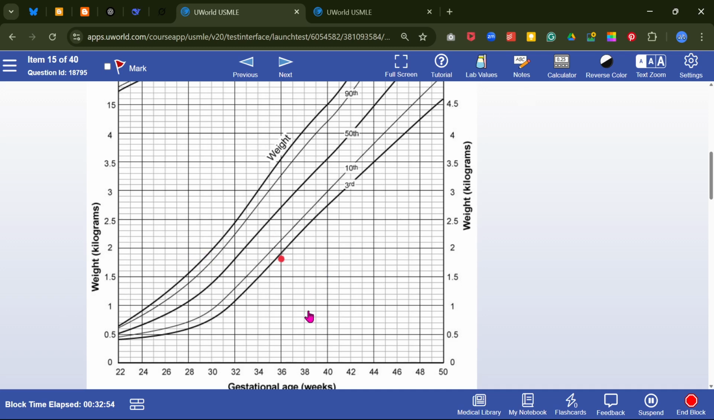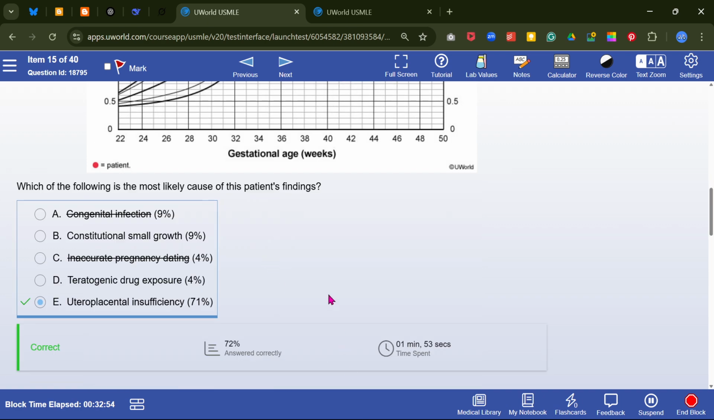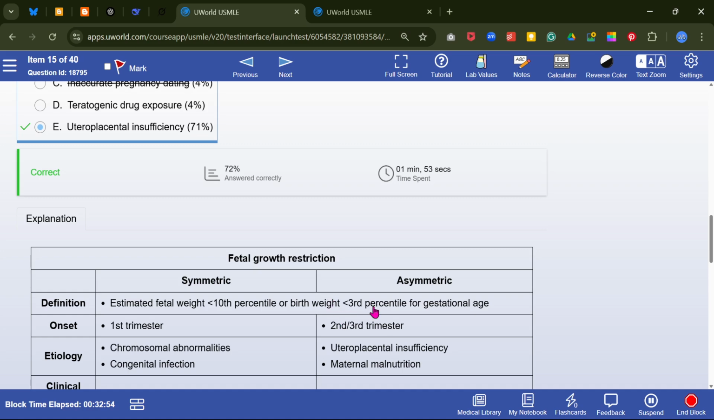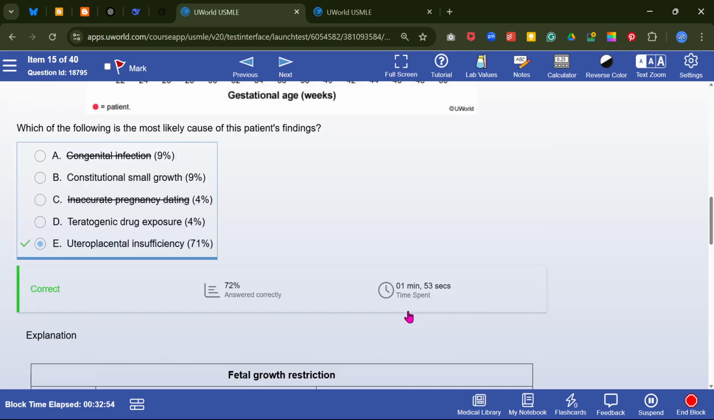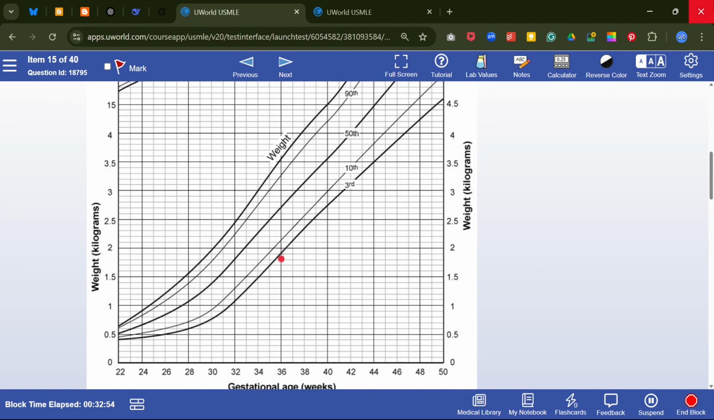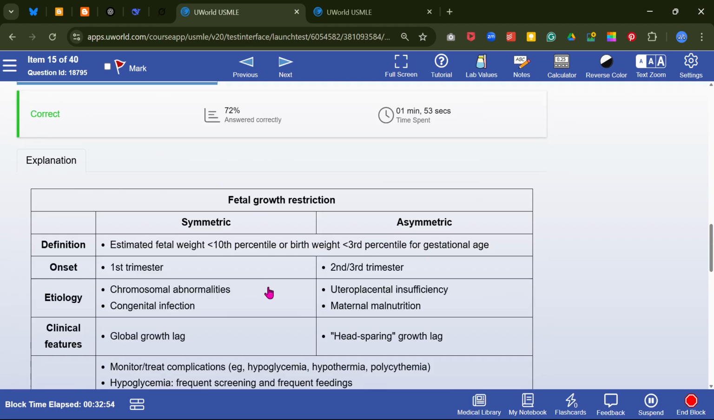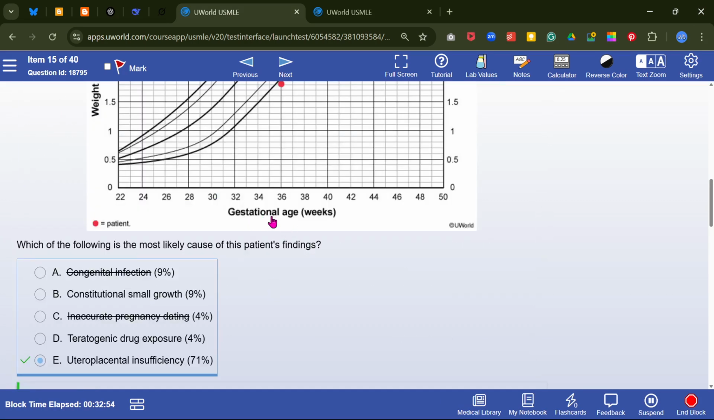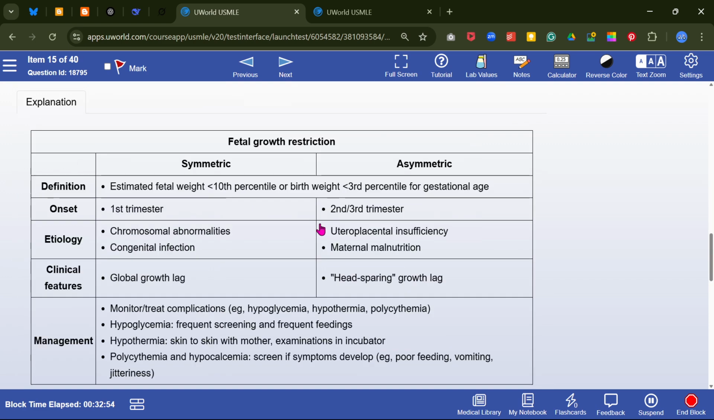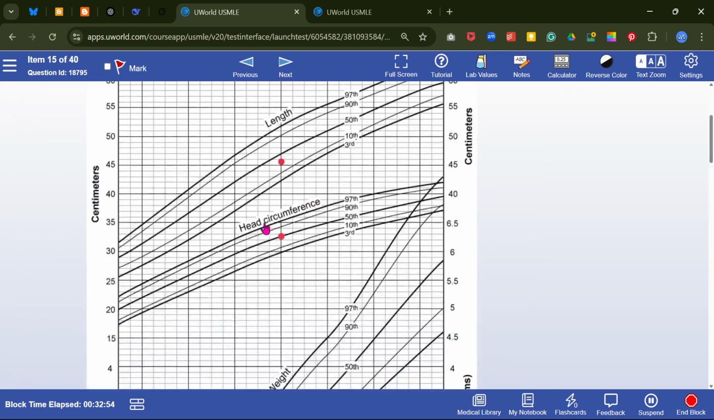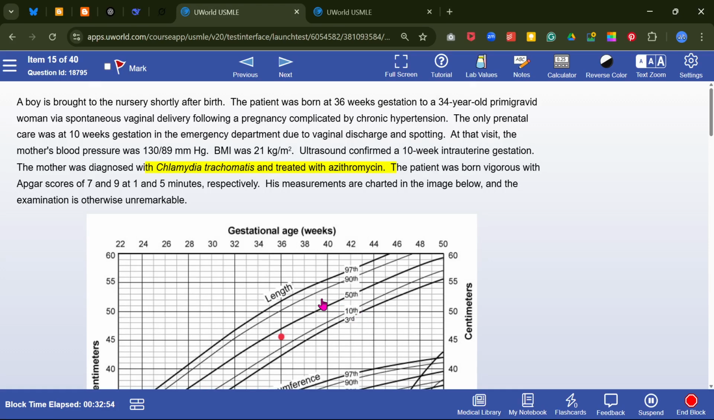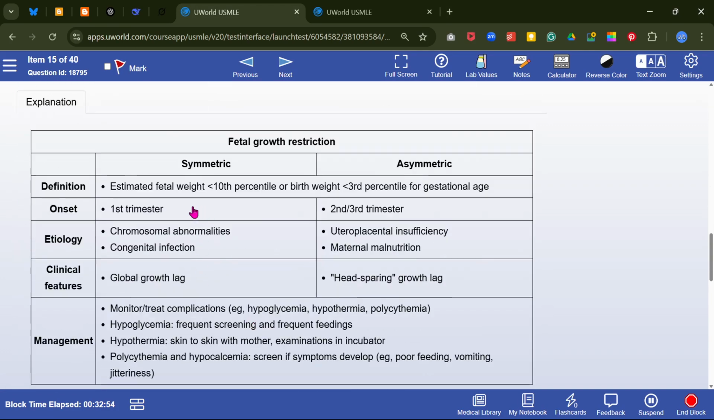According to this graph, it is below third percentile. Like birth weight is below third percentile for gestational age, isn't it? And in the graph, they have told us about the gestational age and the birth weight. Maybe it means birth weight, not the estimated fetal weight.